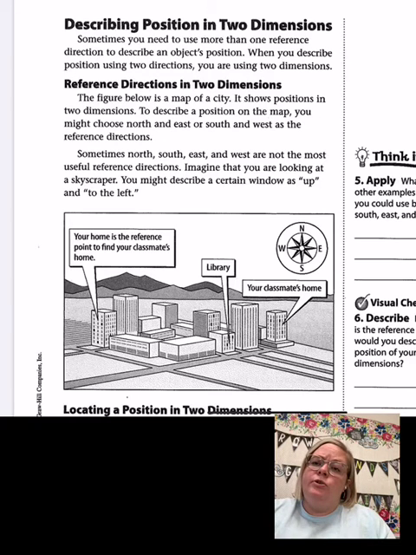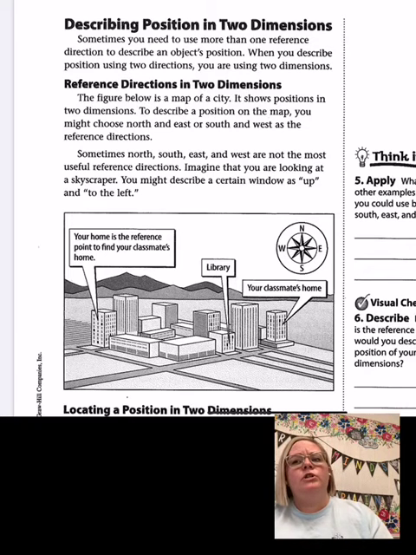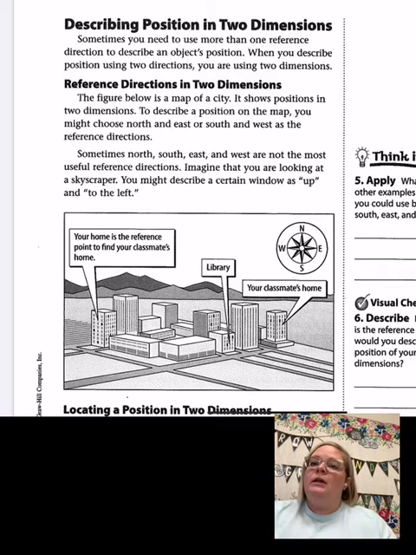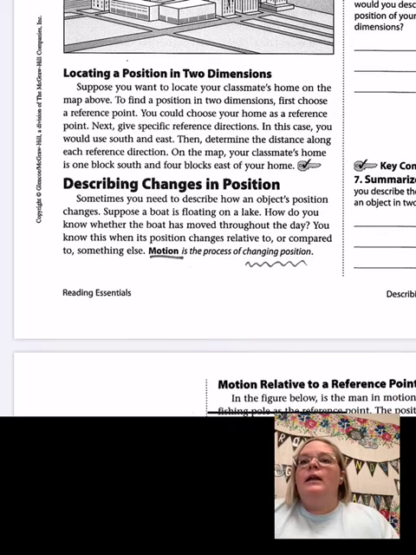Describing position in 2 dimensions. Sometimes you need more than one reference direction to describe an object's position. When you are using 2 directions, it's called using 2 dimensions. You don't need to worry about that for your homework today, but it's something you would possibly want to know in the future. And now here is where we start talking about motion, changing position.